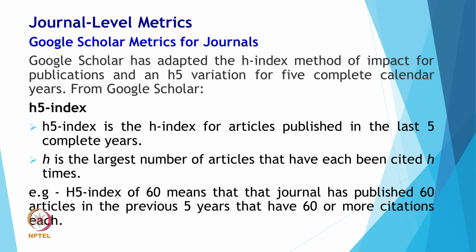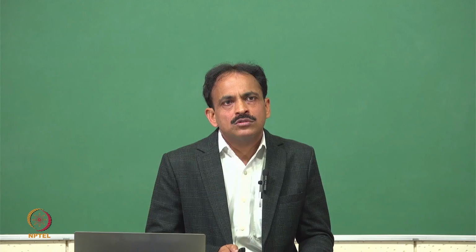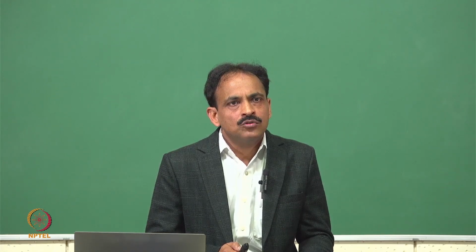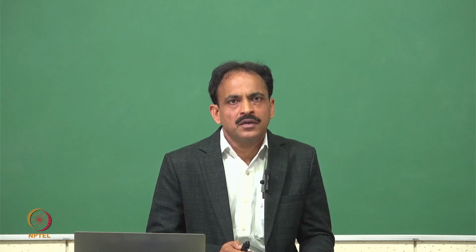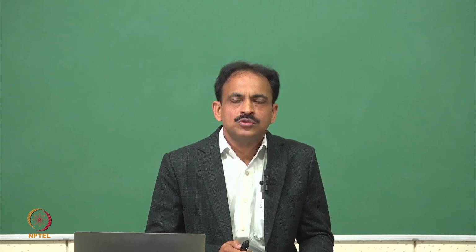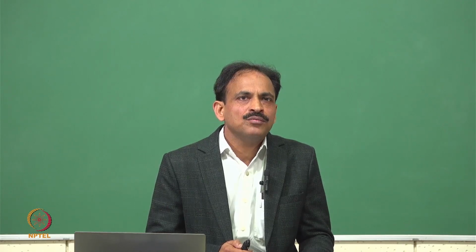For example, an H5 of 60 means that the journal has published 60 articles in the previous 5 years that have 60 or more citations each. The limitations of Google Scholar metrics are: Google Scholar metrics displays only the top 20 journals for each subject category. Additionally, there is no historical data. So, this is the limitation of Google Scholar journal metrics.